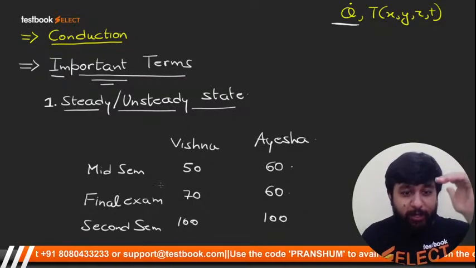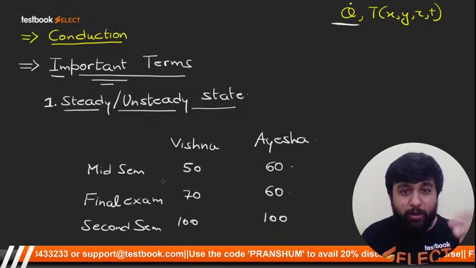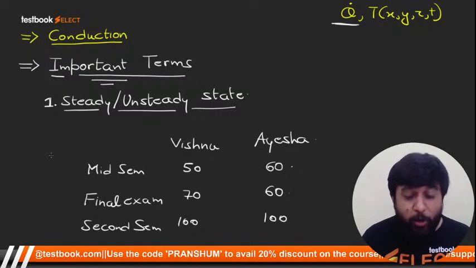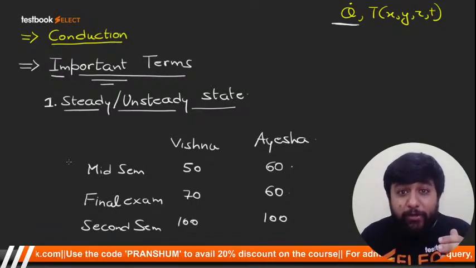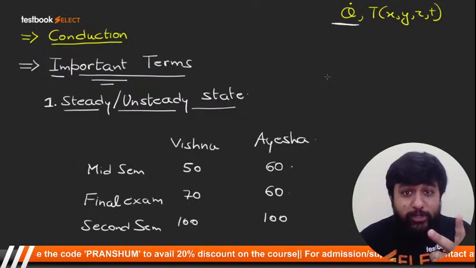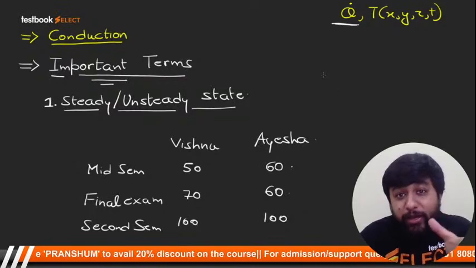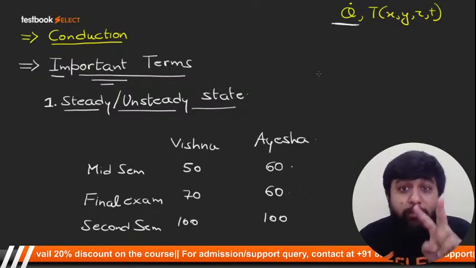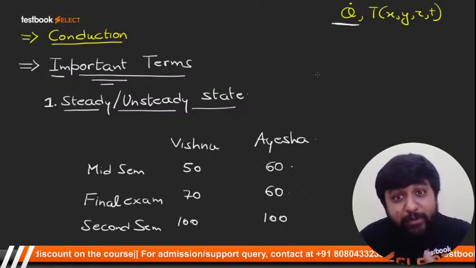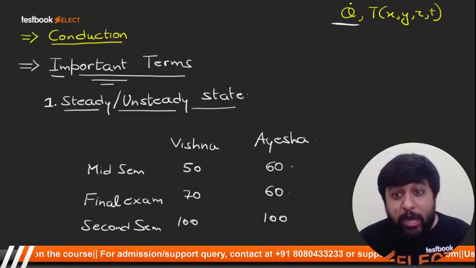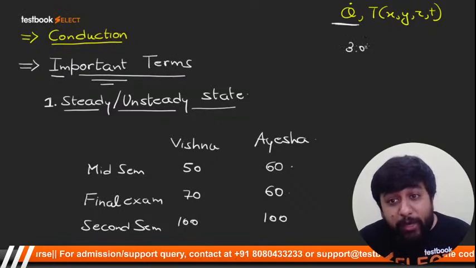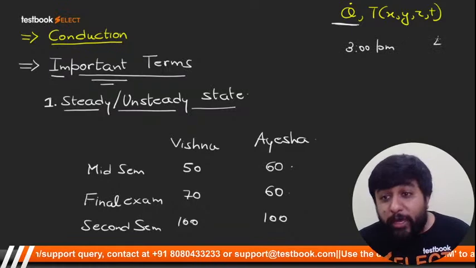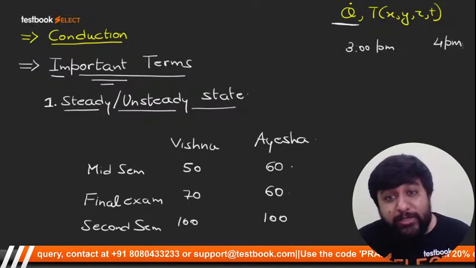Mid semester, final exam. How much time period is there? 3 months. So what do we say? Time period. There are 2 terms, please note. One is time instant and the other one is time period. 3 p.m. is a time instant. 4 p.m. is a time instant.